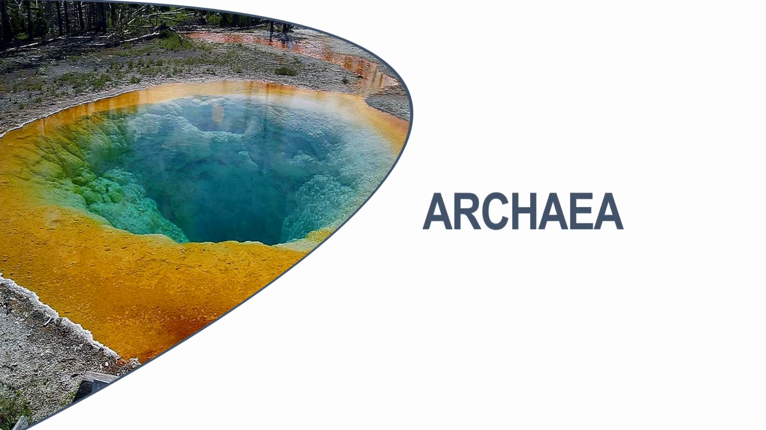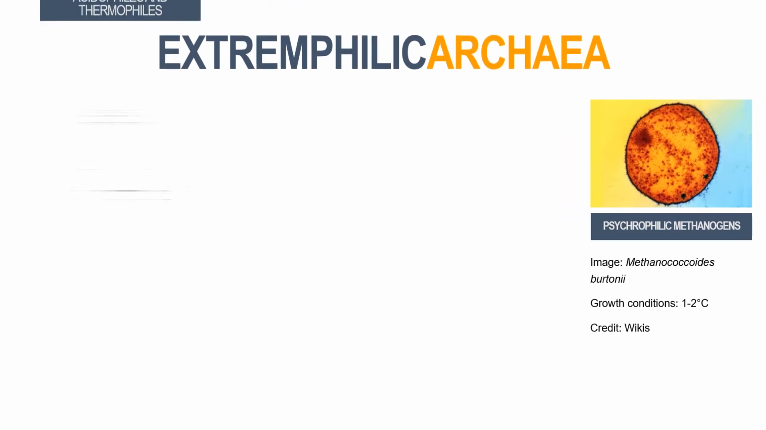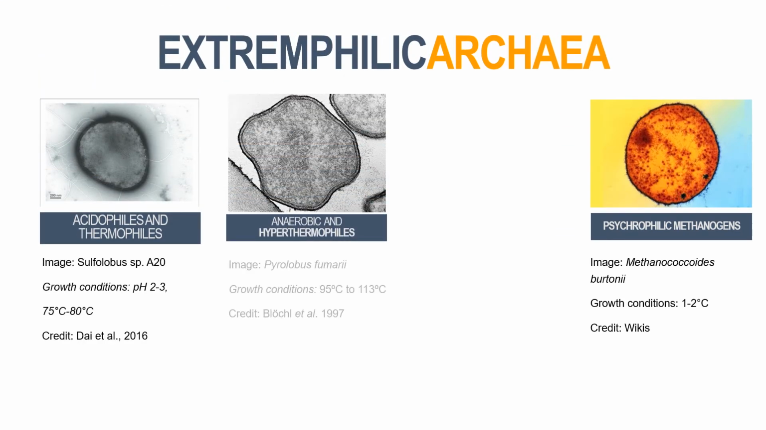Now let's have a look at archaea. The archaea are single-cell prokaryotic organisms that have distinct molecular characteristics separating them from bacteria and eukaryotes. They were first discovered and described in extreme environments such as the hydrothermal vents and terrestrial hot springs. Many of them can be found in a diverse range of highly saline, acidic, and anaerobic environments. These are examples of archaea that live in extreme environments.